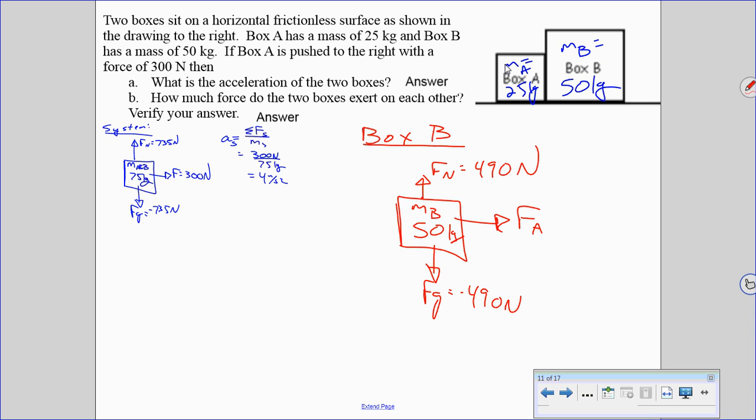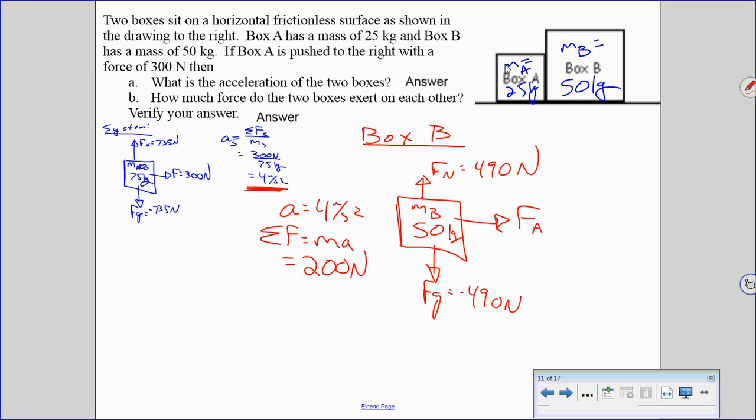What else do we know about box B? We know the acceleration. The acceleration of this box is 4 meters per second squared, because it's the same as the system from before. They're both moving together, right? So now I can find my net force by just doing mass times acceleration, and you get 200 newtons.